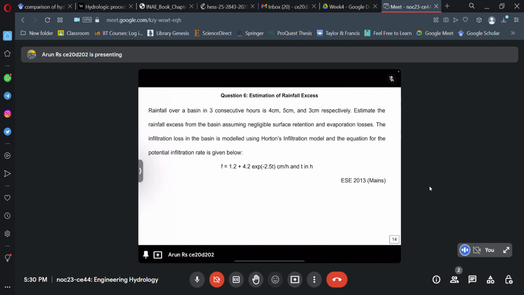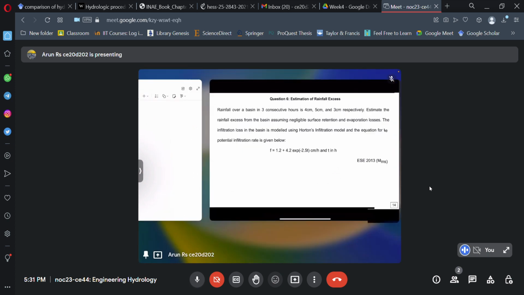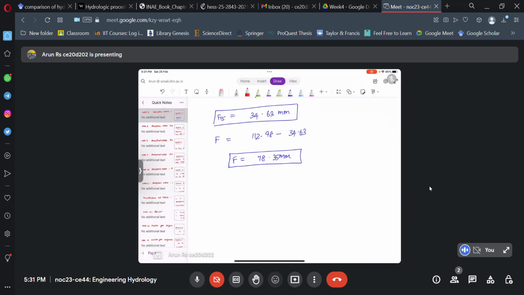And this question has been asked in the Engineering Services Mains examination 2013. The rainfall over the basin in 3 consecutive hours is given as 4 cm, 5 cm and 3 cm. Each rainfall happened for 1 hour continuously, and we need to estimate the rainfall excess from the basin, assuming negligible surface retention and evaporation losses. The infiltration loss in the basin is modeled using Horton's equation, and the potential infiltration rate is given as F is equal to 1.2 plus 4.2 e to the power of minus 2.5 t. Now we need to estimate the rainfall excess. So we'll see how to approach this question.